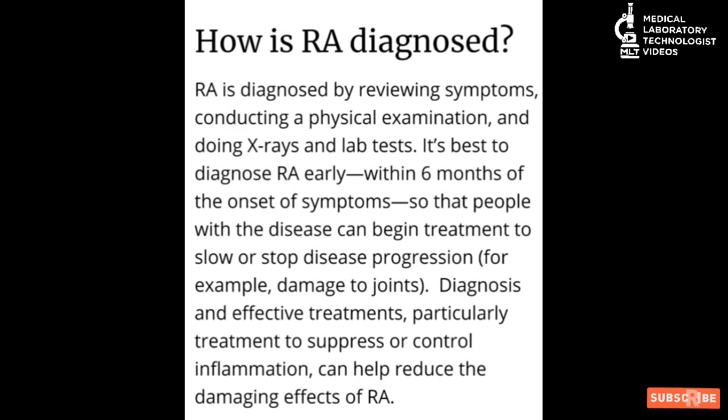So this is how we diagnose RA, or rheumatoid arthritis: by reviewing signs and symptoms, by physical examination, by x-rays, and by lab tests. Now I hope you understand the concept of what rheumatoid arthritis is, what the signs and symptoms are, what the causes are, how we diagnose it, and what the risk factors are.